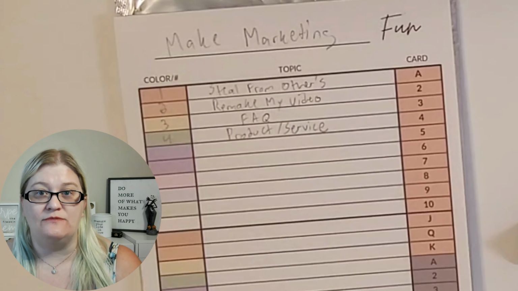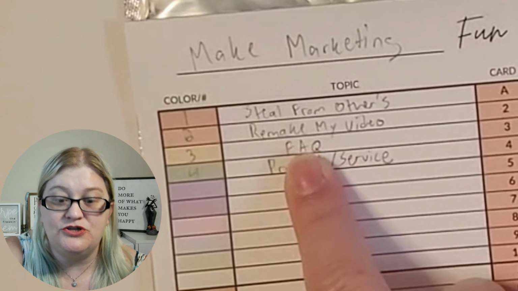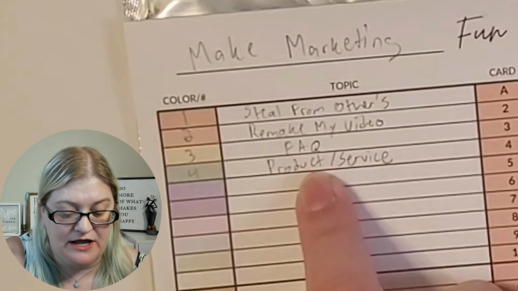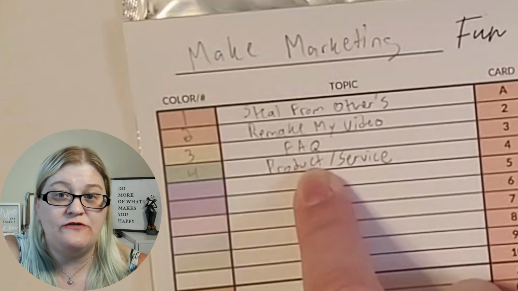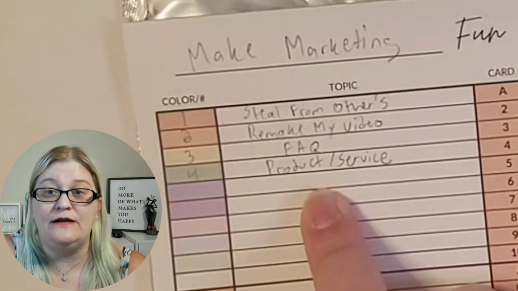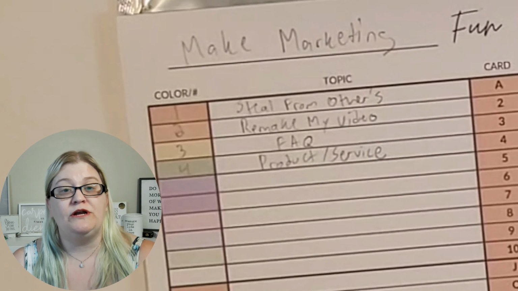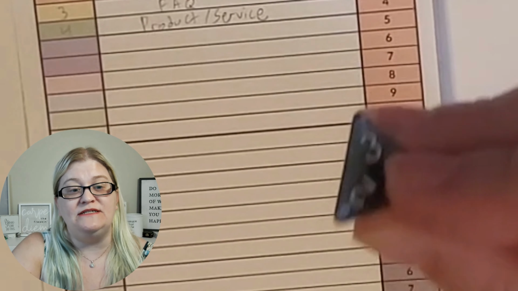So let's see all of our options today. First, you can steal from others. Next, you can remake one of your own videos. Third, you can answer a frequently asked question that we'll find on Google. And finally, you can talk about a product or service that you offer. So these are the four things that we're going to be deciding today, and we're going to use this dice to help us choose one.